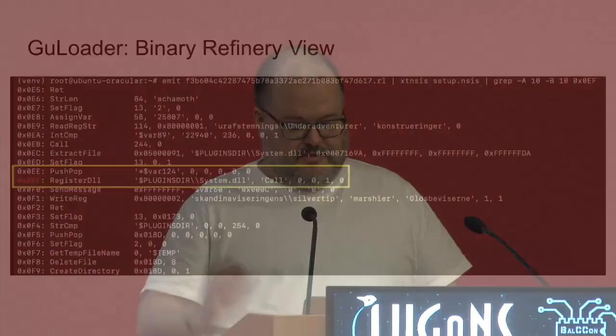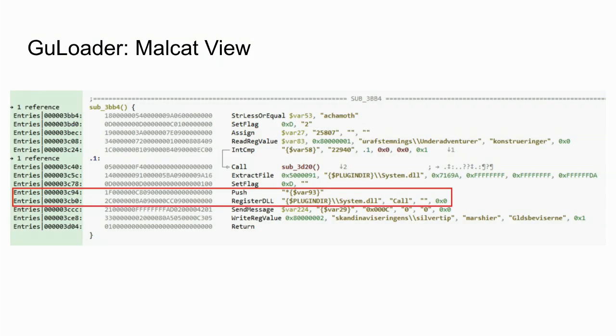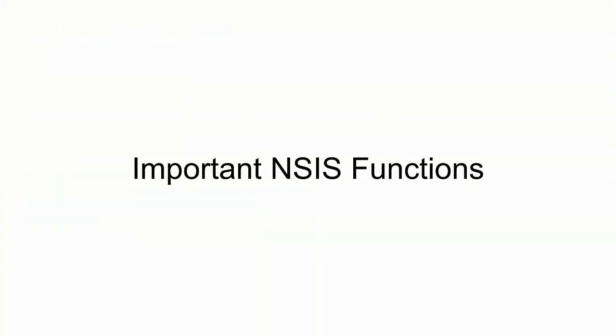many different malware API calls. Here again, you can see another example of it. So they push the var124, which contains that instruction, and then they call it with register DLL and from systemdll. This is that same instruction. You get to see it in Malcat. So this is the Malcat view of it.